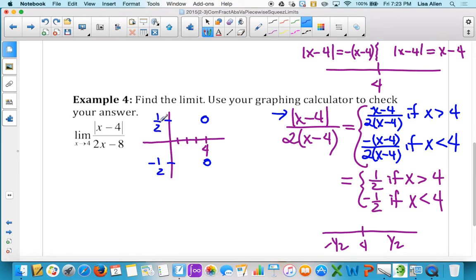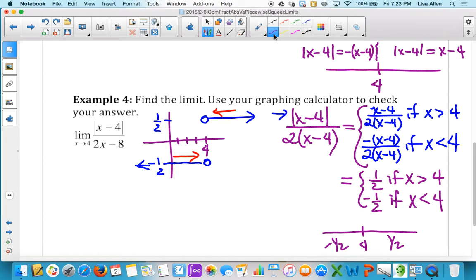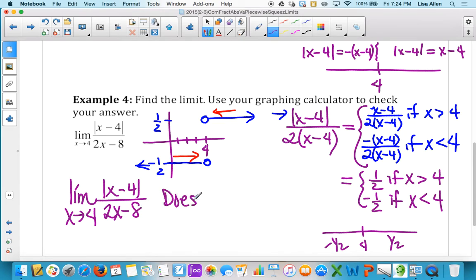Greater than 4, the function value is over here. Less than 4, it would look like this. So you can kind of see that idea as the limit, as you approach from the left and the right, doesn't exist because it approaches 2 different values, if you will. So I would say the limit as x approaches 4 of the absolute value of x minus 4 over 2x minus 8 does not exist.